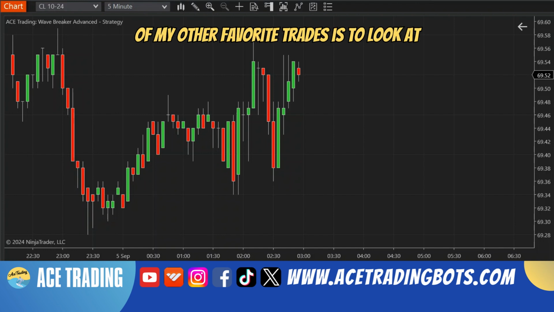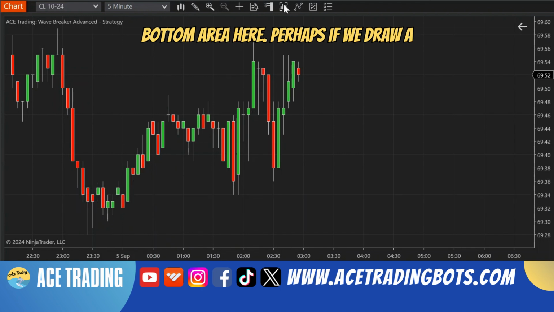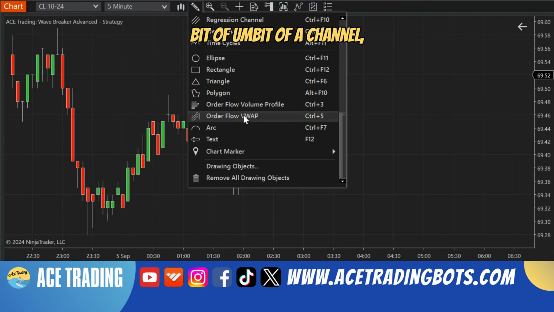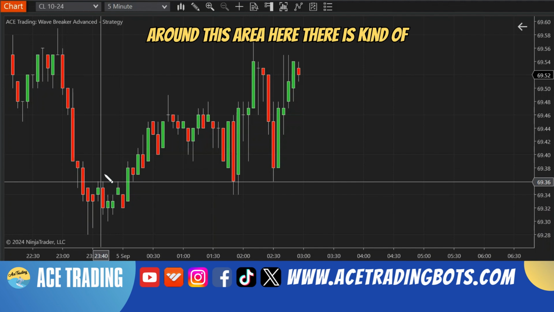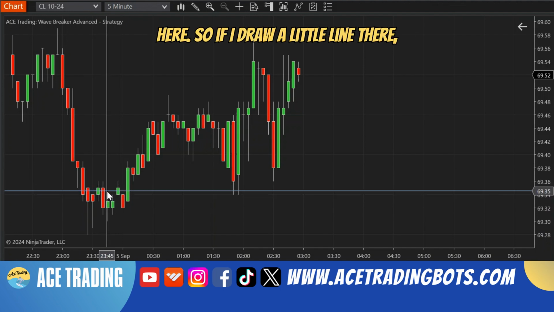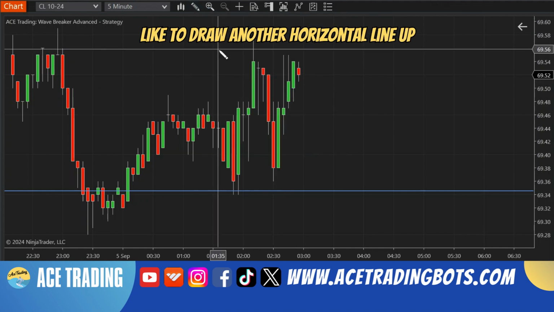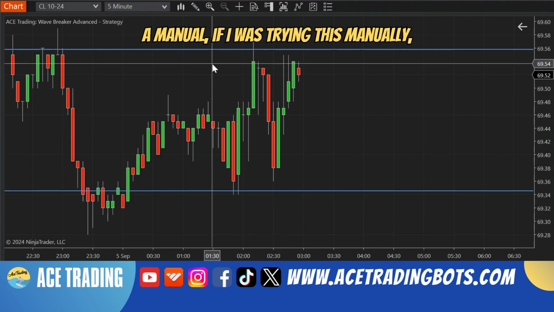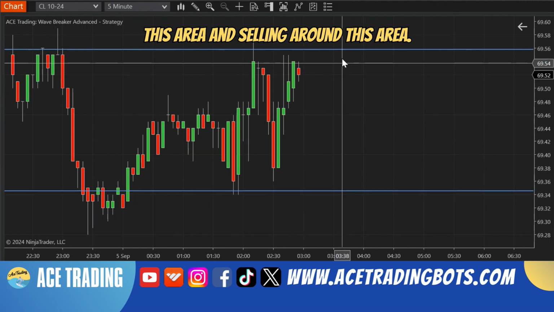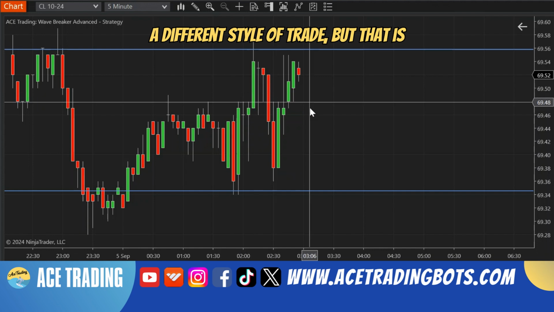One of my other favorite trades is to look at the London Open. You can see that price has been bouncing around this bottom area here. Perhaps if we draw a bit of a channel, maybe we'll just draw a horizontal line. Around this area there is some support, some support here. If I draw a little line there, you can see there is some resistance up the top here, so maybe I would draw another horizontal line up here. If I was trading this manually, I would probably look at buying around this area and selling around this area, thinking it's going to continue that channel, until it breaks that channel, and then you can look at trading a different style of trade. But that is what I'm going to look at.